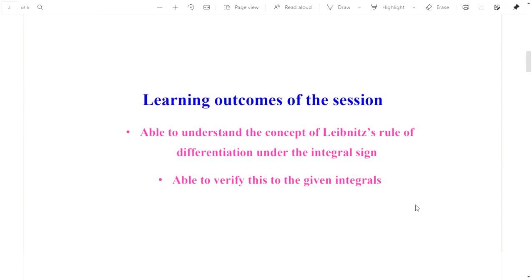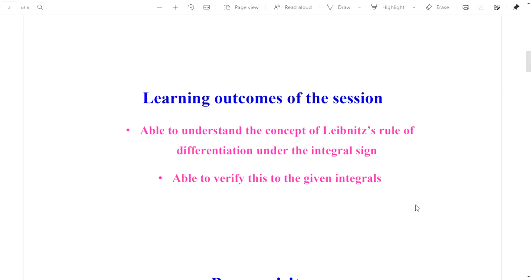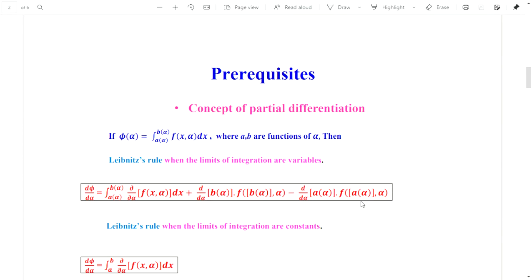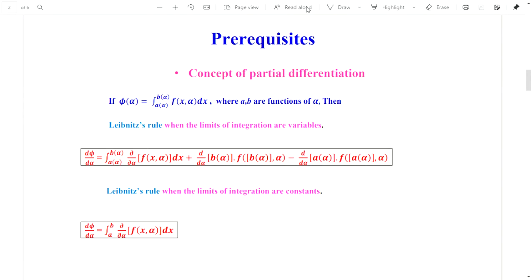By the end of this session, the student will be in a position to understand the concept of Leibniz rule of differentiation under integral sign and able to verify the given integrals. The prerequisites for this topic are the concept of partial differentiation and Leibniz rule. In the previous session, we have done the problems based on the Leibniz rule. Let us recollect the Leibniz rule once again.